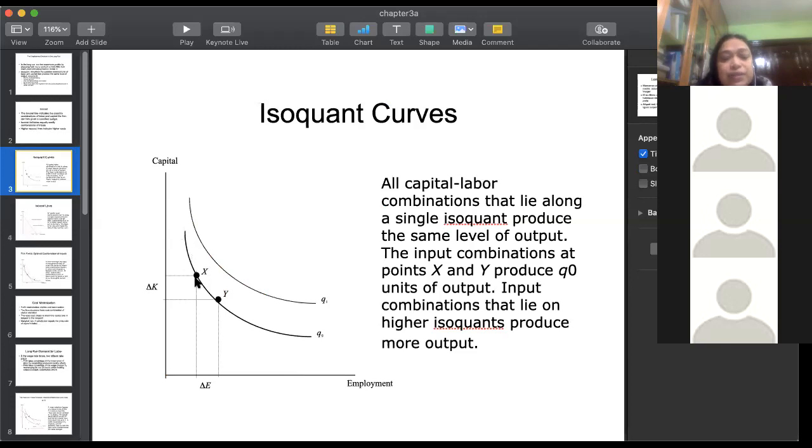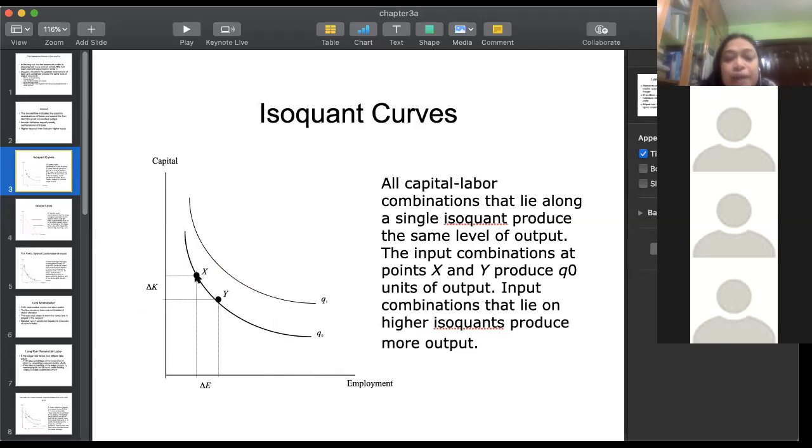Look at this isoquant curve. We have capital on this axis and employment on this axis, and these are isoquants Q0 and Q1. Q1 has a higher level of output than Q0. Now look at two points, X and Y. They are on the same isoquant Q0. So X and Y produce the same level of output.